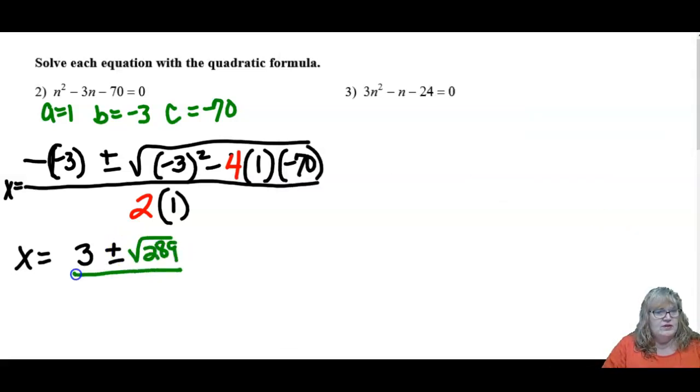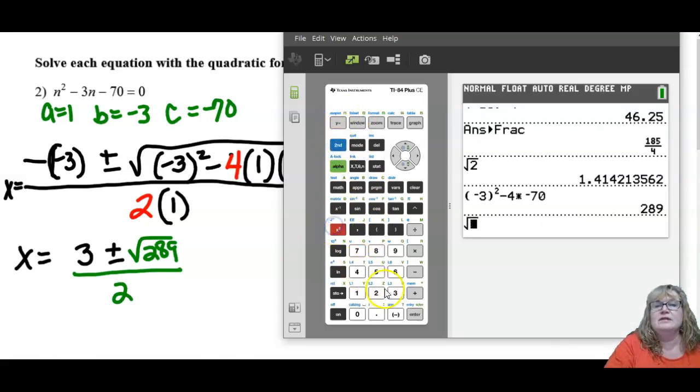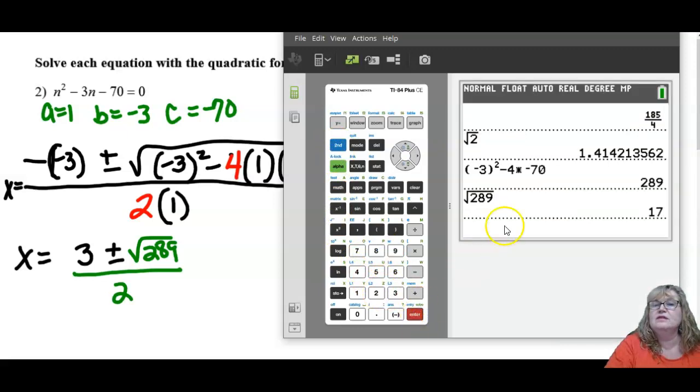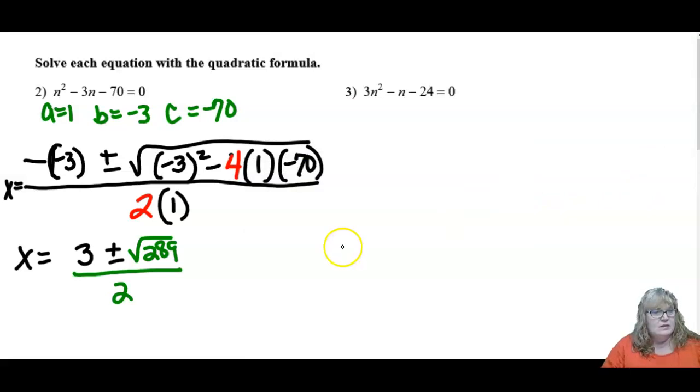And in the denominator, 2 times 1 is 2. Now it just so happens I recognize the square root of 289 is a perfect square. I believe it's 17. So the square root of 289 is 17. And so if I tried to simplify that, I would have figured out that 17 went in there. Maybe. It's pretty far down the list of numbers.